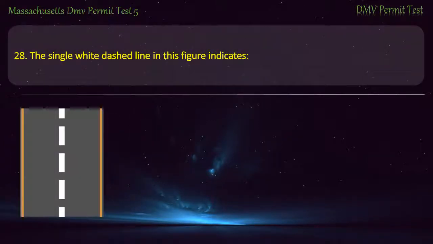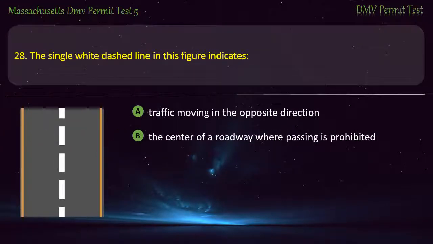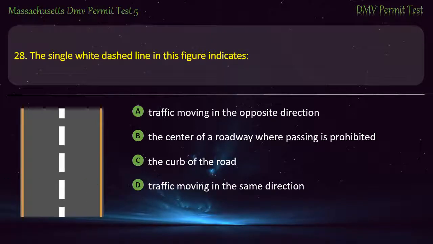Question 28. The single white dashed line in this figure indicates: traffic moving in the opposite direction; the center of a roadway where passing is prohibited; the curb of the road; traffic moving in the same direction. Answer: Traffic moving in the same direction.